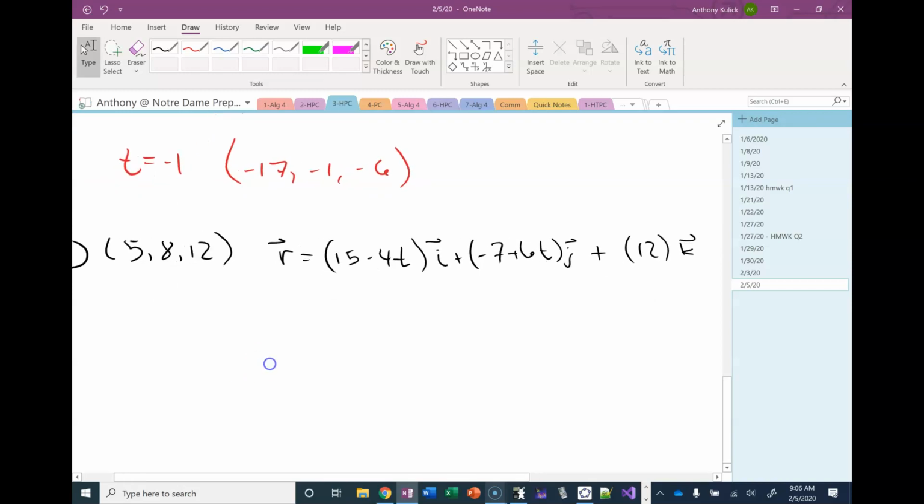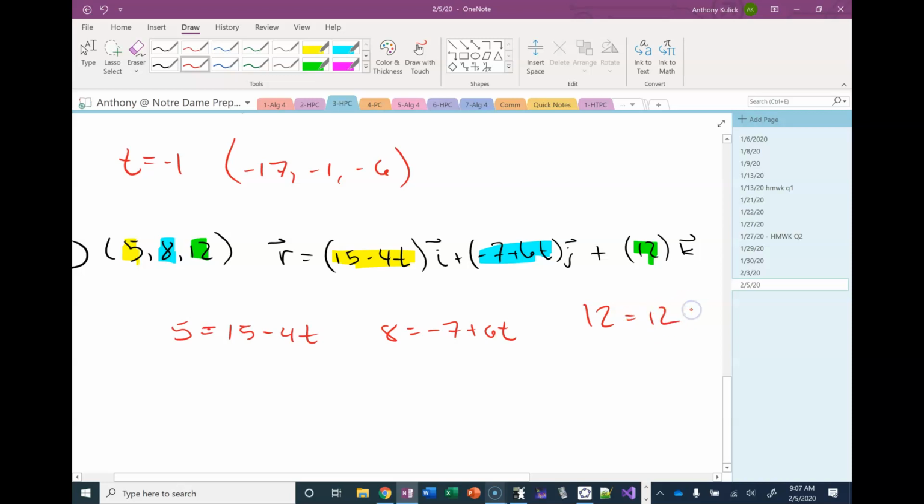So what I want to check here is if there's one value of t that's going to give me my x value to be 5, my y value to be 8, and my z value to be 12, right? So remember that the i component is the x's, that the y component is the j's, and then the z component are the k's. So 12 equals 12, there's nothing really to do there. Since there's no t to solve for, that equation is true, that's good enough. I don't need anything more than that.